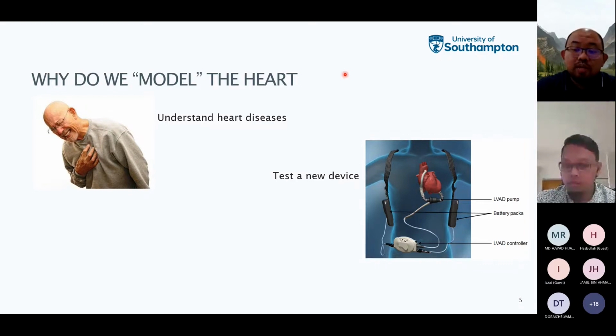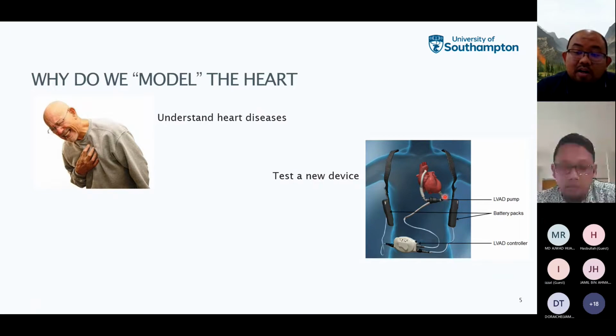a new device. One example of a device that we can test is this small section over here. This is what we call an LVAD, or left ventricular assist device. This device is basically just a centrifugal pump. If you have a weakening heart, it can no longer pump as much blood as it used to. So, we mechanical engineers, when we see a low pressure, what do we do? We put in a pump. Same thing, we can do the same for our heart.